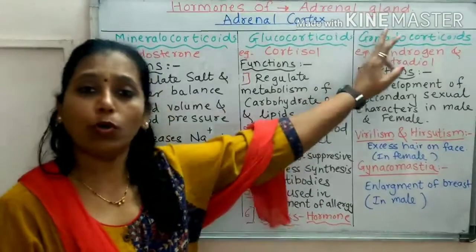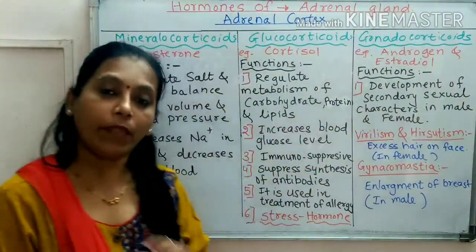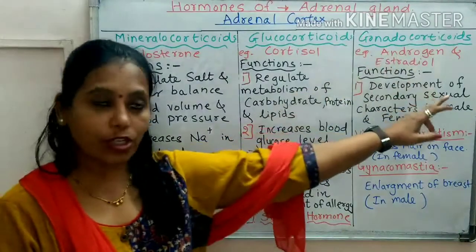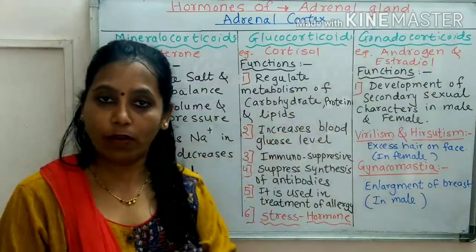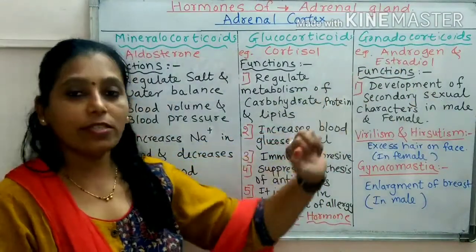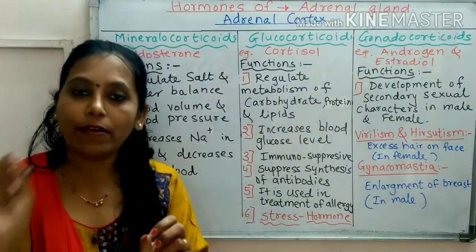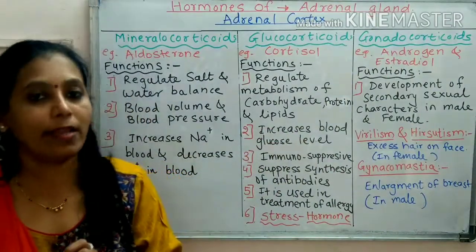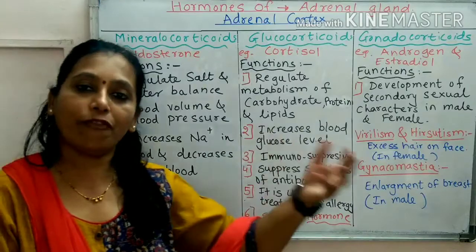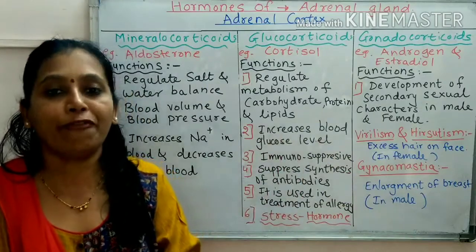Now let's come to gonadocorticoids. Examples are androgen and estradiol or estrogen. Functions: development of secondary sexual characters in case of male and in case of female.